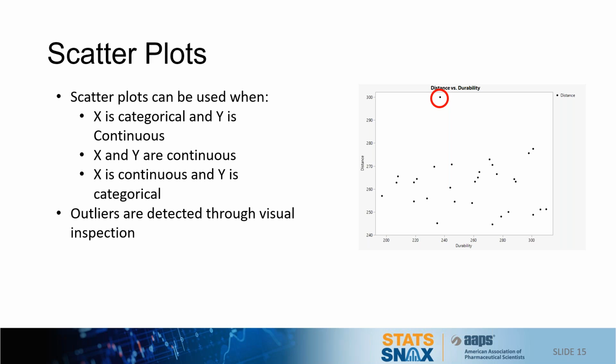When creating a scatter plot, it is important to correctly scale the axes. As seen in the example plot, the y-axis is scaled from 240 to 300, and the data point in the red circle should be evaluated as an outlier. If the y-axis was scaled from 0 to 1,000, the data would become compressed, and it is likely the scatter plot would not indicate any point as a potential outlier.